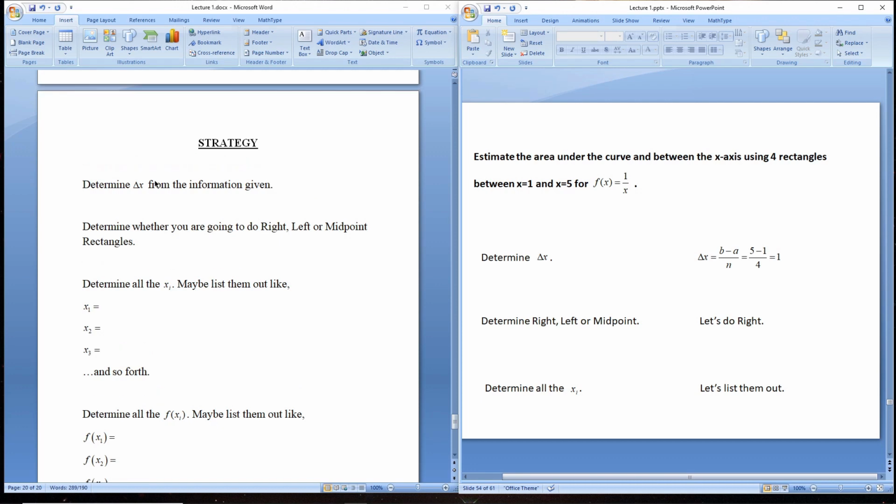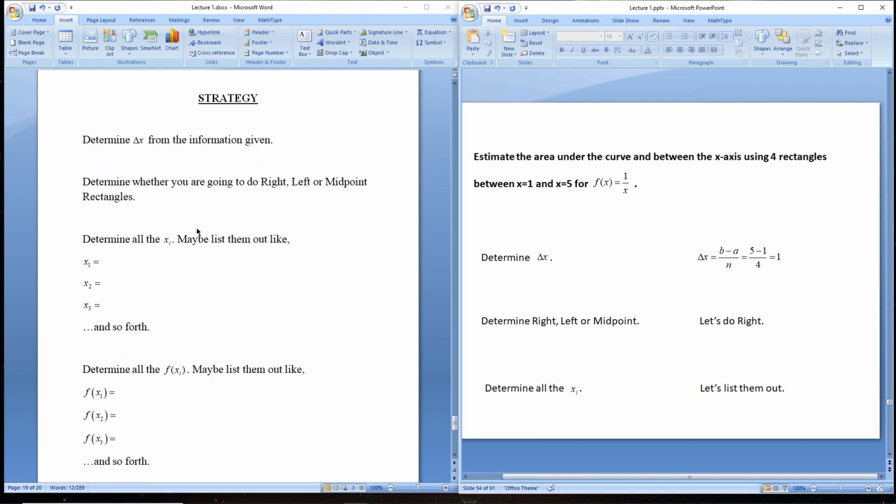So the strategy, the first thing, determine delta x. That's easy enough, because delta x is just b minus a over n. b is 5, a is 1, and n is 4. And so that tells us then that delta x must be 1. Now the second thing we should do here is determine if we're doing right, left, or midpoint. So I'm just going to say let's do right for now. So for this problem, let's just do right.